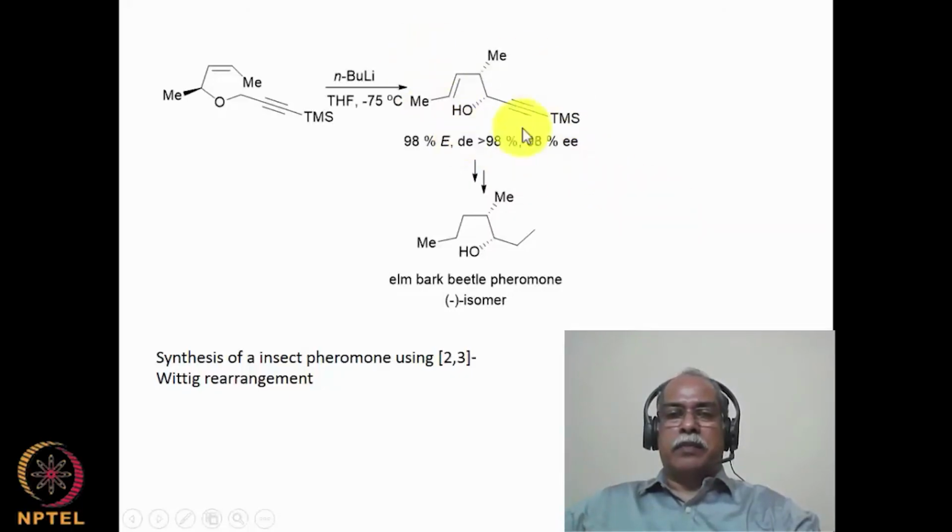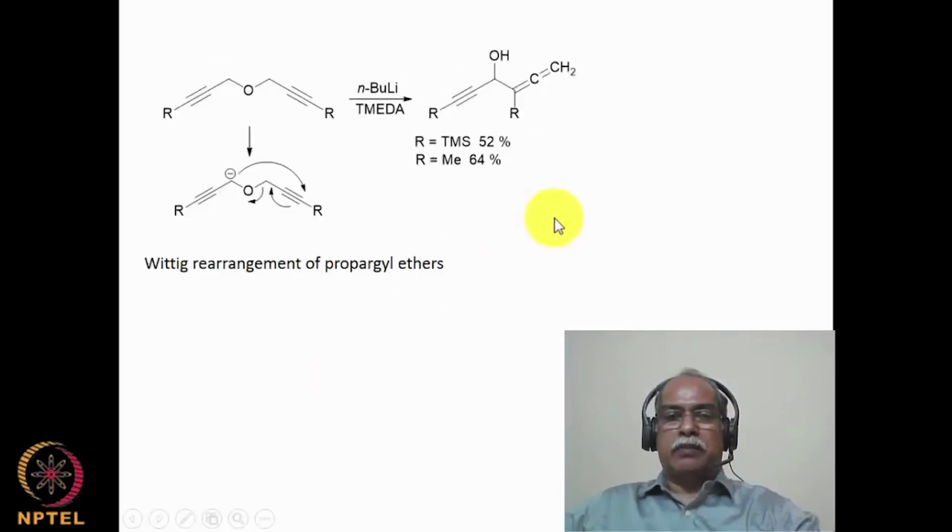This material is a starting material for the elm bark beetle pheromone's minus isomer, which is this particular structure here. So this is an instance of the 2,3 Wittig rearrangement being put to use for the synthesis of an insect pheromone, which is useful, for example, in naturally eliminating the insects, a natural way of eliminating the insect. As a natural insecticide, it can be used.